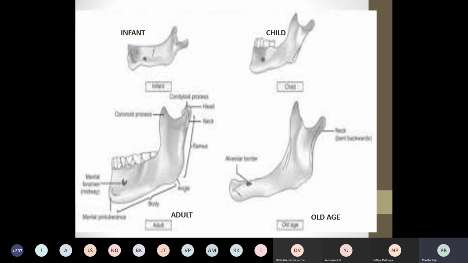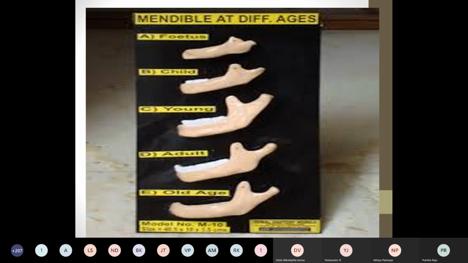In this slide, you can also see the mental foramen, where it is located in infancy, in middle age, and in old age. The marking is not so very clear, but you can see a dot in the body of the mandible. That is the mental foramen. In infancy, it is present towards the lower jaw. In adult, it is present at the center, and in old age, it is present towards the alveolar process. So this picture will clearly tell you how to differentiate between infant, child, and old age. Even this is the same one, where you can tell based on the condylar and coronoid process.